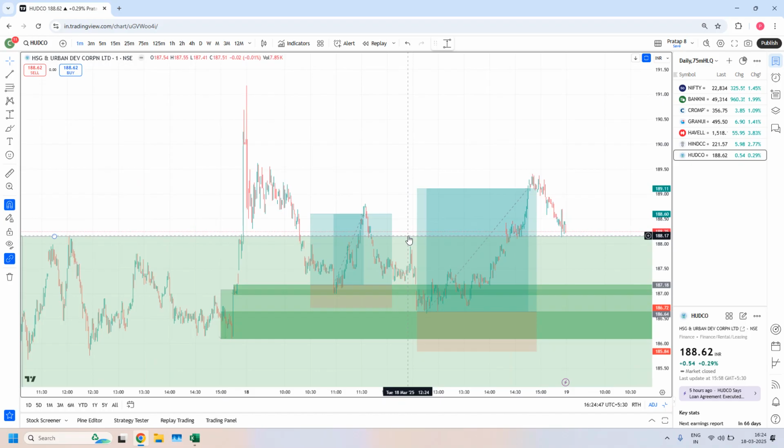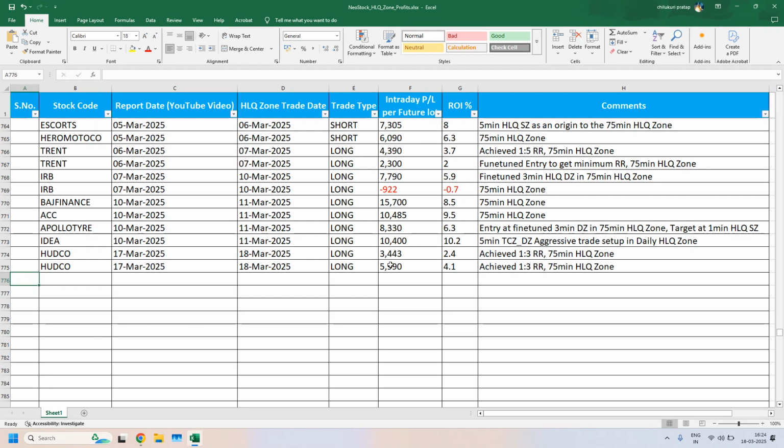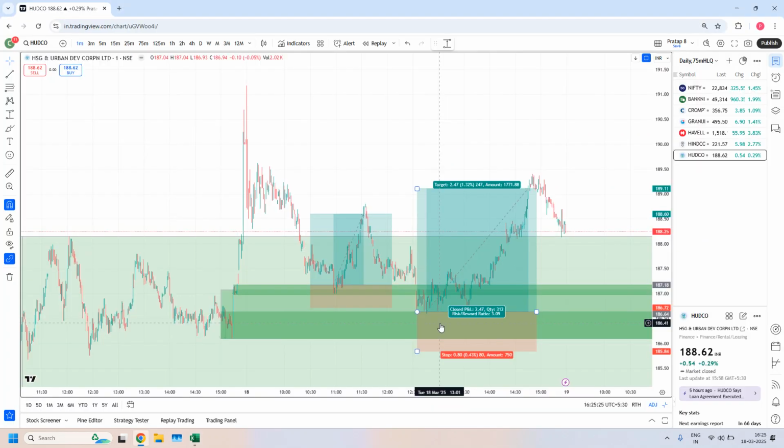My question is, what is the ROI they achieved? What is the profit? Let us look into the Excel sheet. Here, the first trade we got 3,443 rupees profit, which is a 2.4% ROI as per one futures margin cost. And the second one we got is 5,990 rupees, close to 6,000 rupees, which is a 4.1% ROI as per one futures margin cost. So these are the only two successful trades we got today, and for the remaining we did not get any trades.